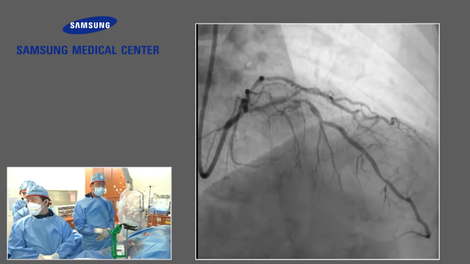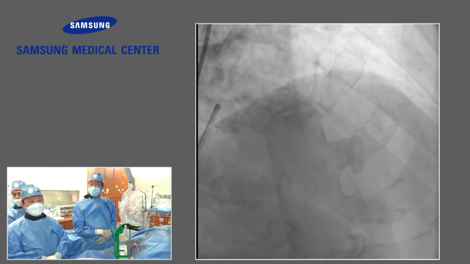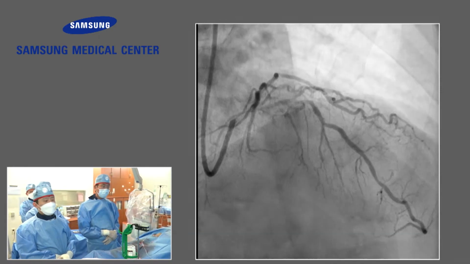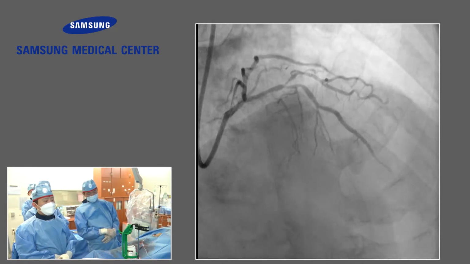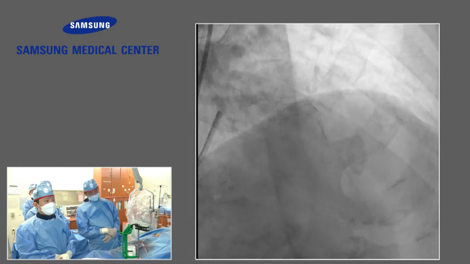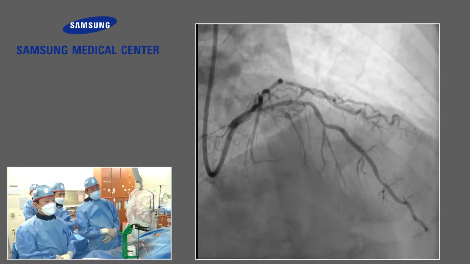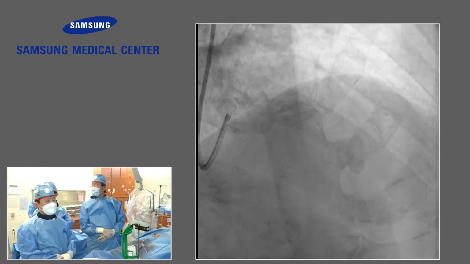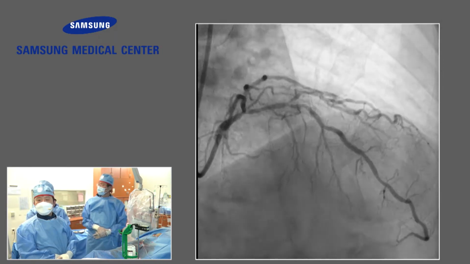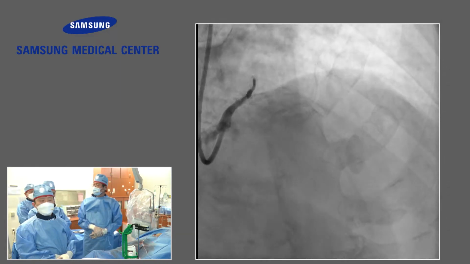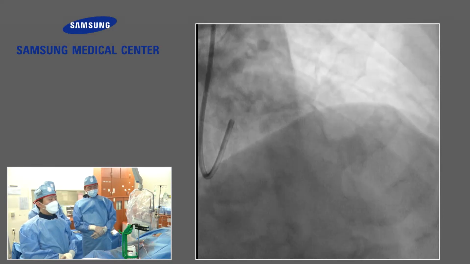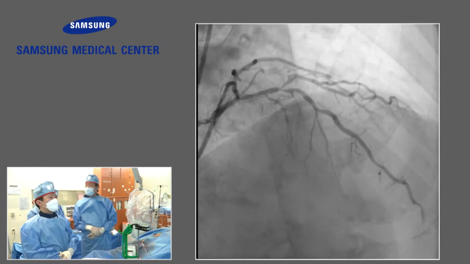IVUS, please. IVUS on the screen, please. High risk of complication, dissection or other complications, side branch loss. I agree. Very tough cases. We have a technical problem with the IVUS image.